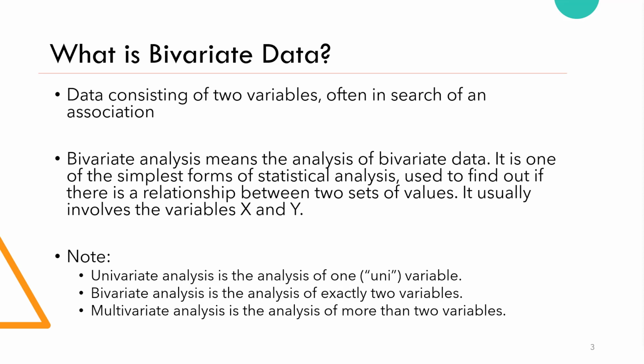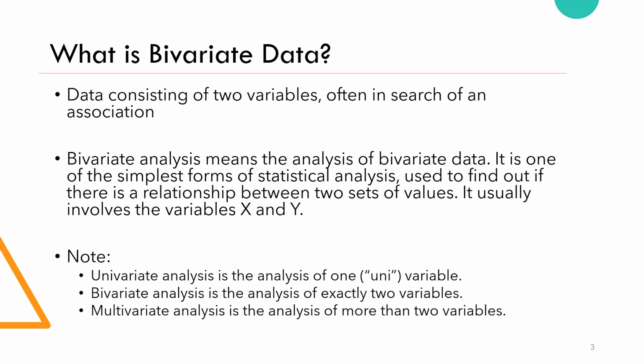So what is bivariate data? Bivariate data consists of two variables, often in search of an association. Professionals always want to know how two numeric variables are related. For example, is there a relationship between the grade on the quiz a student takes and the grade on the final? Is there a relationship? What is the relationship? And how strong is it? So when we look at bivariate data, we need to decide, if possible, does changing one variable seem to lead to changing the other?